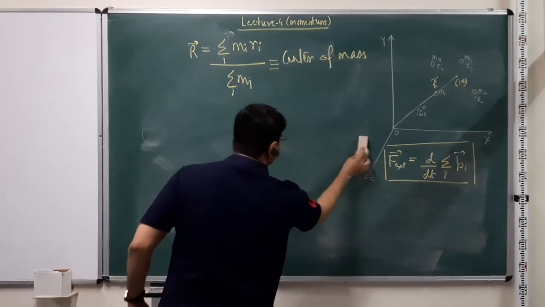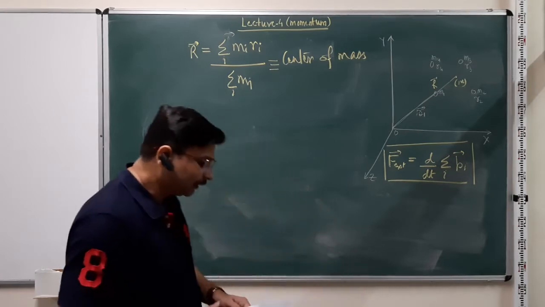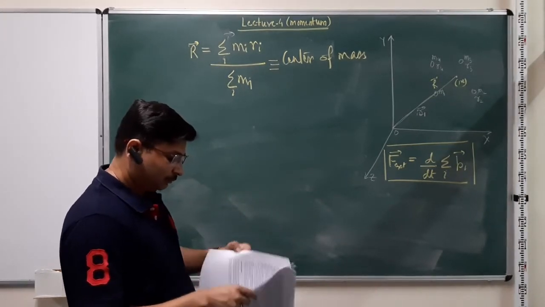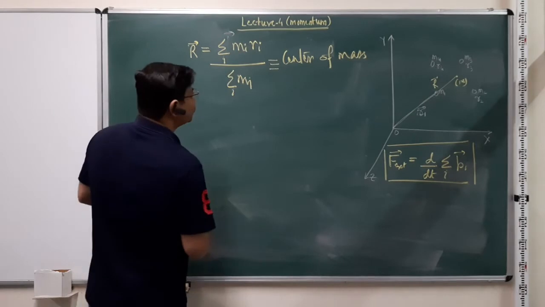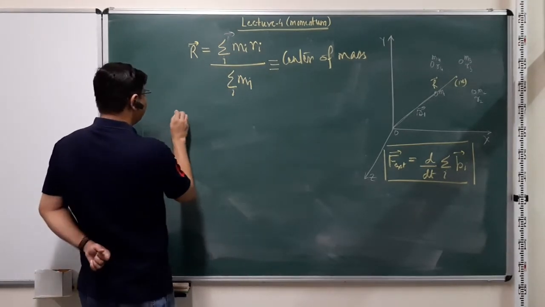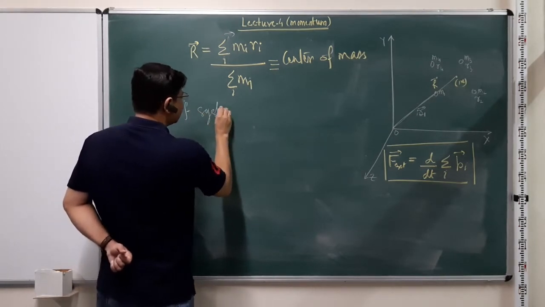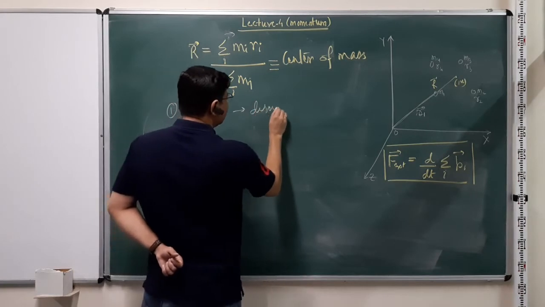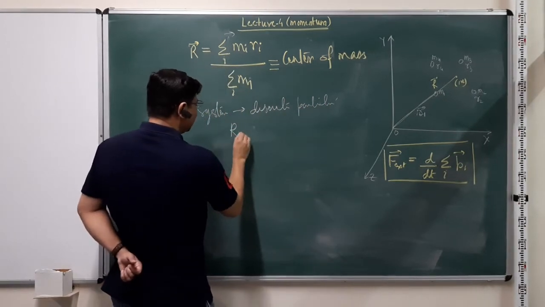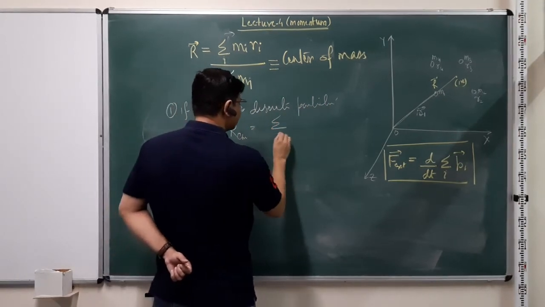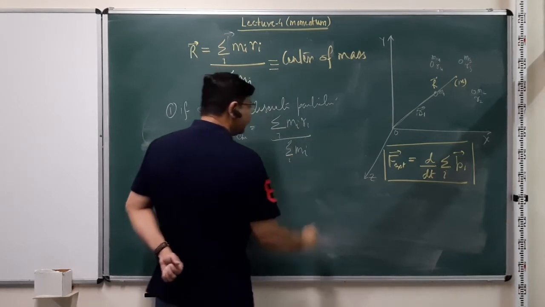So this is called the center of mass coordinate, right? And of course now what one can do is take some different shape objects and try to find its center of mass. Again here, if the system is made of discrete particles or discrete objects, then the RCM is basically summation i mi ri over summation i mi, right?